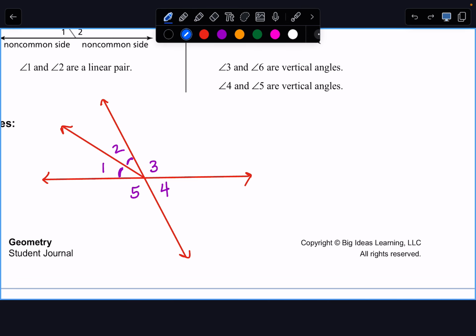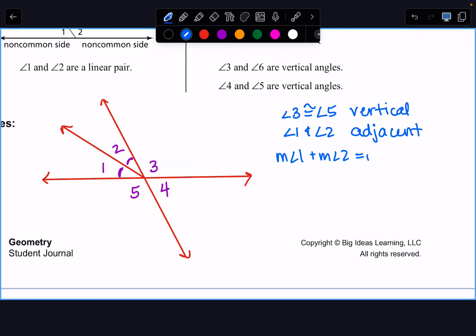All right, I want to hear some conjectures. Cole, give me something. 3 and 5 are vertical. Okay, so angle 3 is congruent to angle 5 because they're vertical. Love it. Ty. 1 and 2 is adjacent. Okay, angle 1 and angle 2 are adjacent. Love it. Okay, Hayden. Angle 2 plus angle 1 equals angle 4. Okay, the measure of angle 1 plus the measure of angle 2 equals the measure of angle 4. How do you feel about that? Because they're vertical, right?